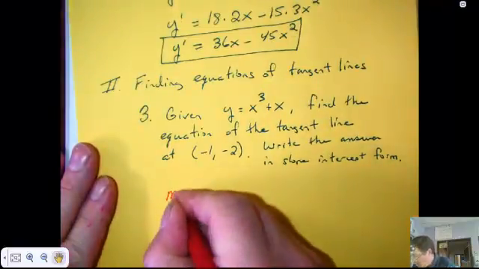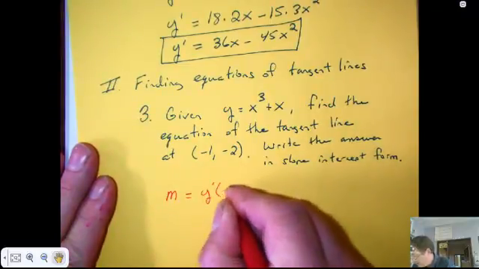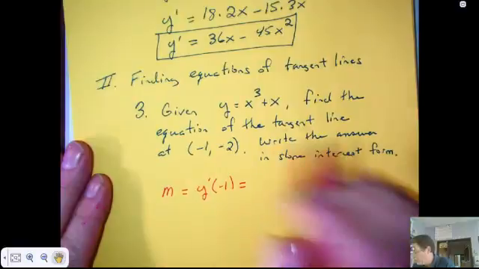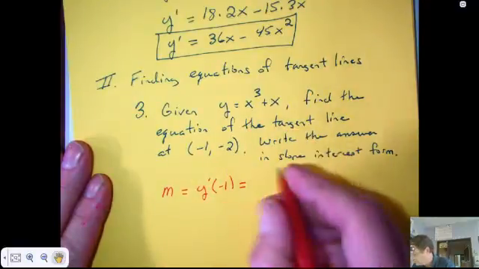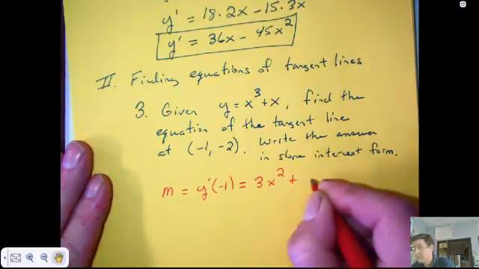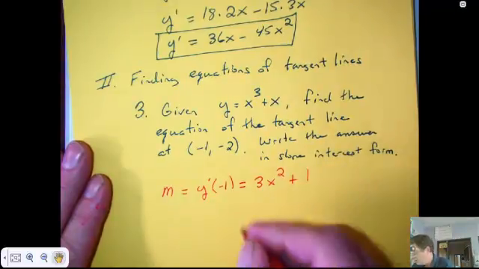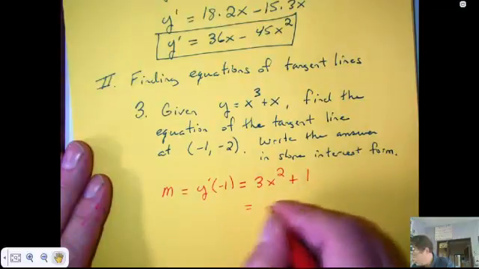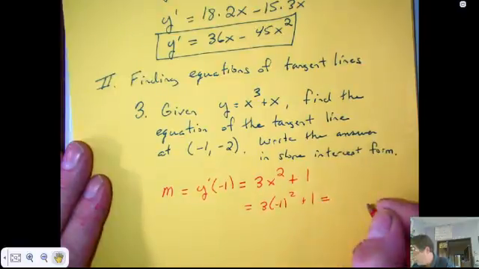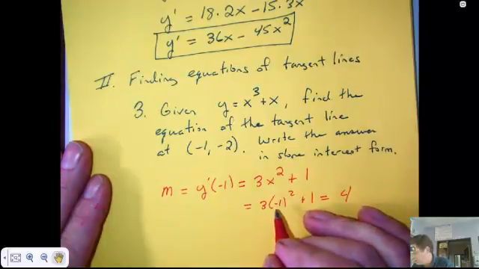So, m equals the derivative at -1. Can use this notation, not exactly correct, but it'll work. What's my derivative of y? 3x squared plus the derivative of x, which is 1. That means that at -1, the slope would be, right, so -1 squared would be 1, times 3 would be 3, plus 1 would be 4.